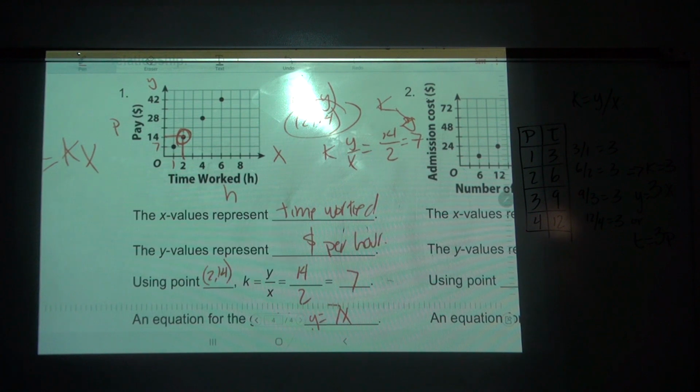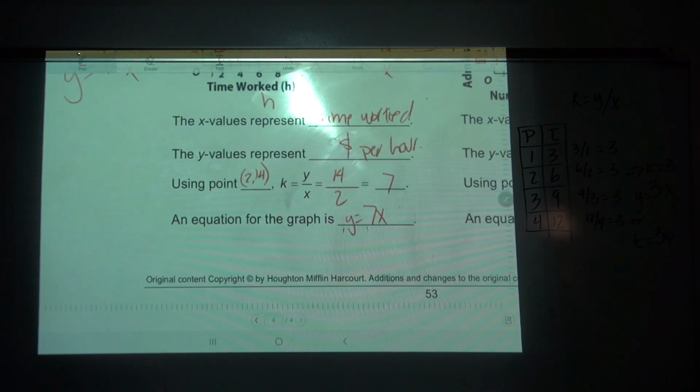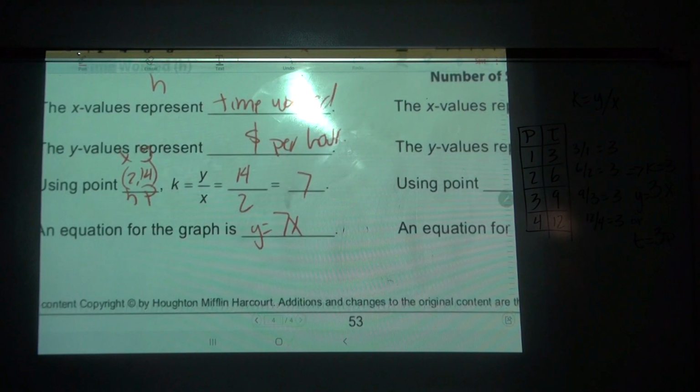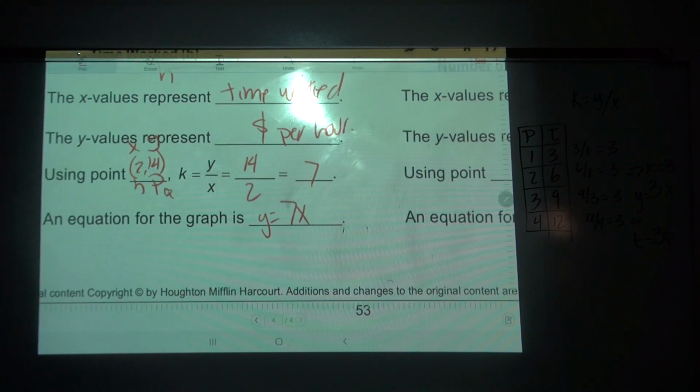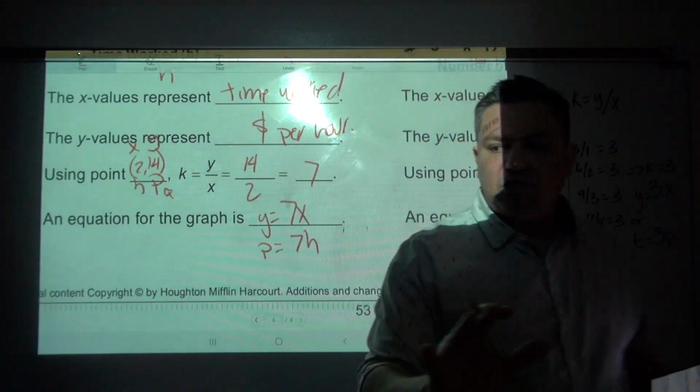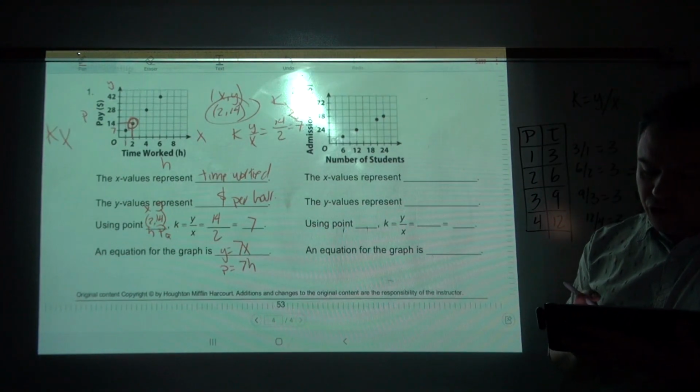Would that change my equation? No. This equation will be the same except for the letters, right? The letters will change. So now this is H and this is P instead of X and Y. How would I rewrite it? What goes first? The Y, which in this case is now the pay, equals $7 per hour. It's the same thing using different variables. Any questions so far? Anybody? Next one, and then you're on your own.